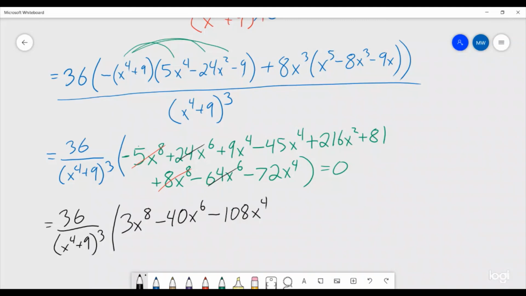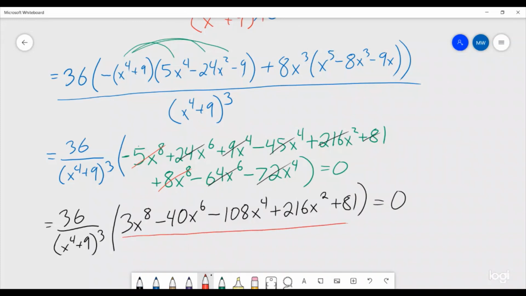x to the 4th. Then we have a plus 216x squared plus 81. That takes care of all of these pieces, and we want this to be equal to 0. So that is where something in here is equal to 0. So let's figure out where those are.